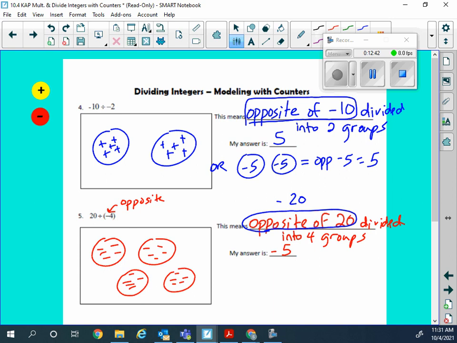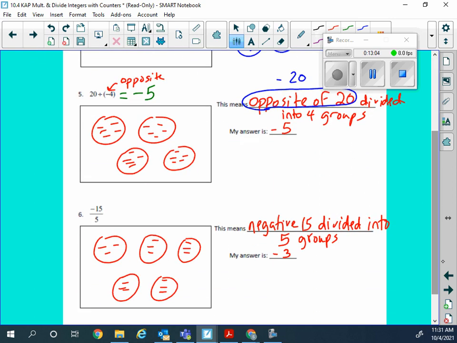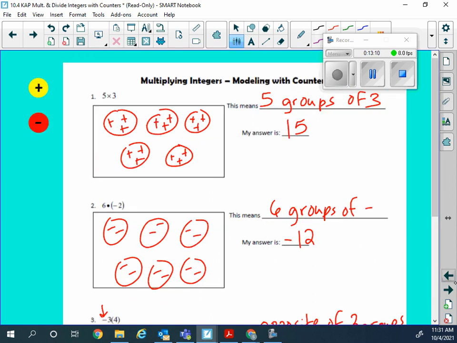Yes. Okay. Now, I told you that the models are a little bit confusing. So now here's where we're gonna make this so easy. Here's what I want you to do. If you haven't already, up here I want you to write the answer. So negative 10 divided by negative 2 was how much? 5. 20 divided by negative 4 was what? Negative 5. Negative 15 divided by 5 was what? Negative 3.